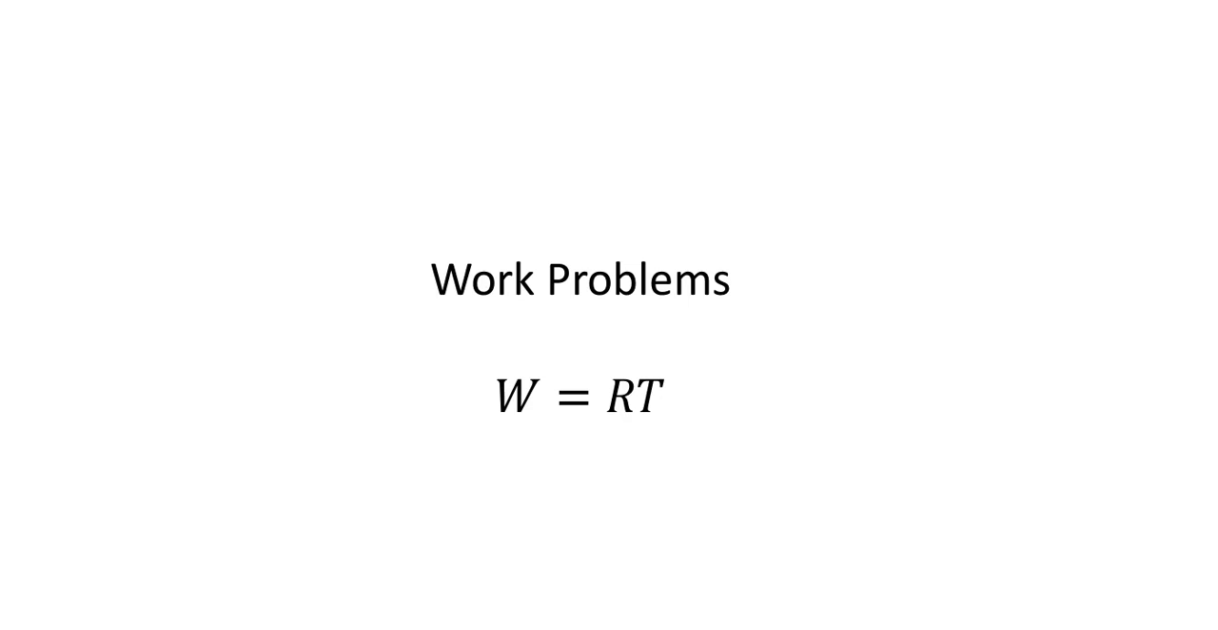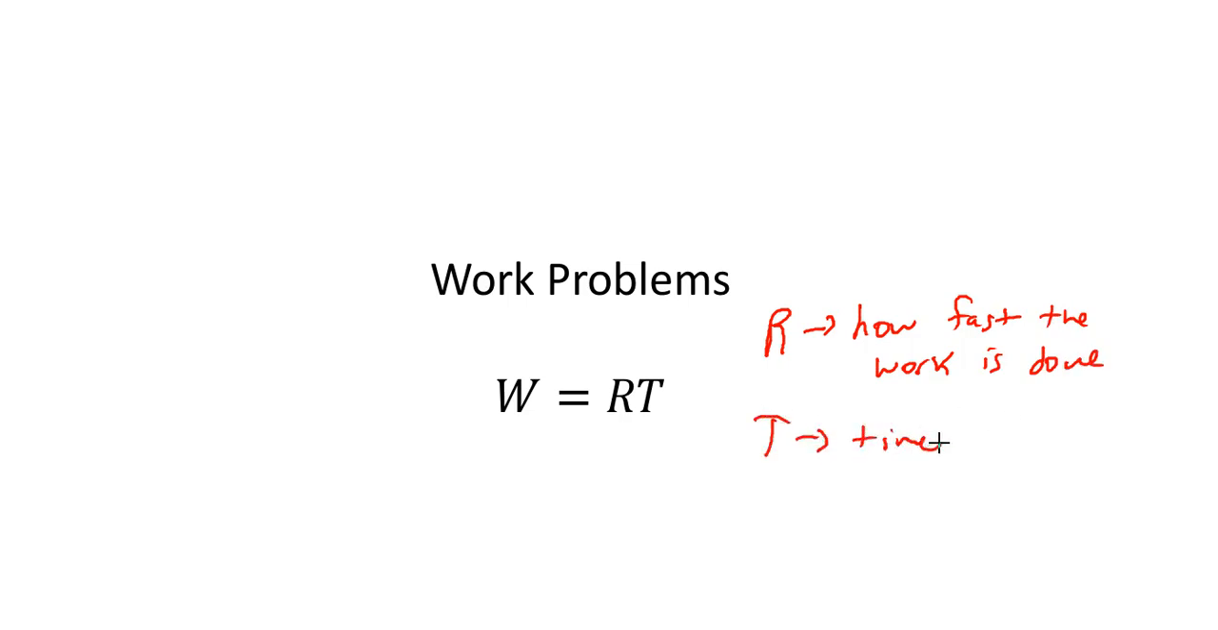But the first kind of problem that you will encounter in this section are work problems. The formula for a work problem is W equals RT. It kind of works the same as the distance formula, D equals RT. These variables kind of mean the same thing. So R is a speed. It's how fast the work is done. So it's a rate. T is the time, how long you're working for. And W is the amount of work that you would accomplish given those two numbers.